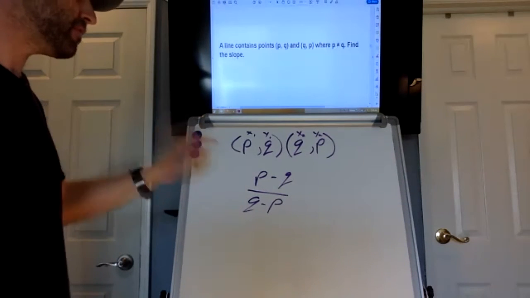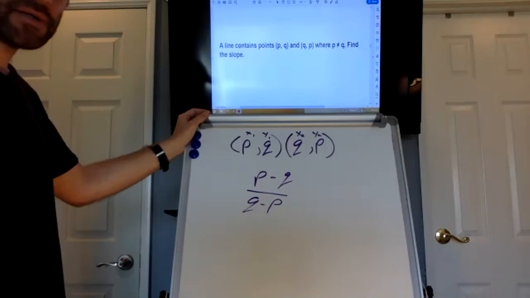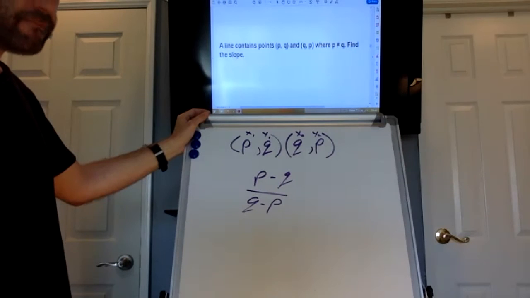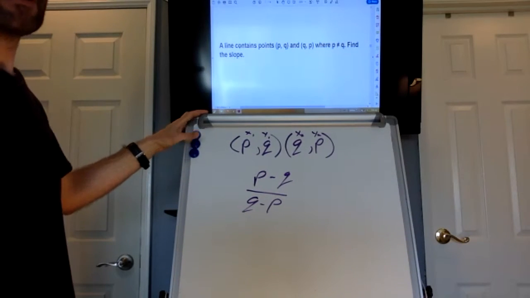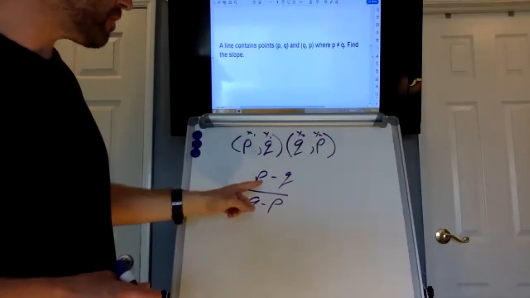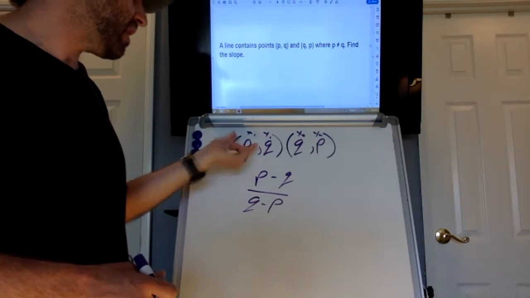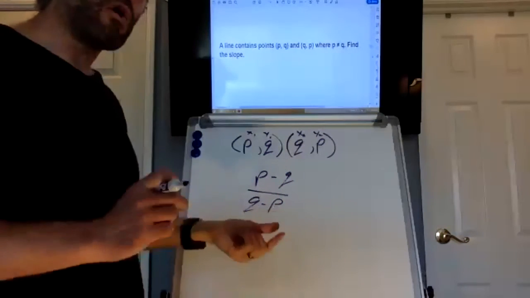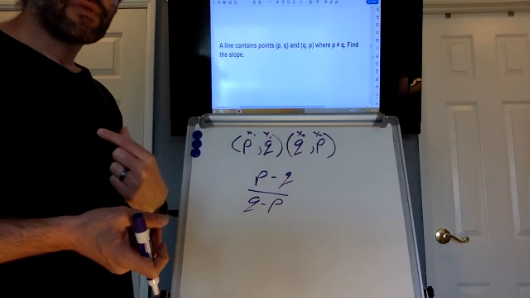Did anybody go further than this? Yes. I plugged in some numbers, and every single time it turns out to be -1. That is beautiful that you did that. They're going further with this. They're plugging in, let's say P is 2 and Q is 3. 2 minus 3 and 3 minus 2 always give you what? Opposites, right? So put them over each other, you're going to get -1.